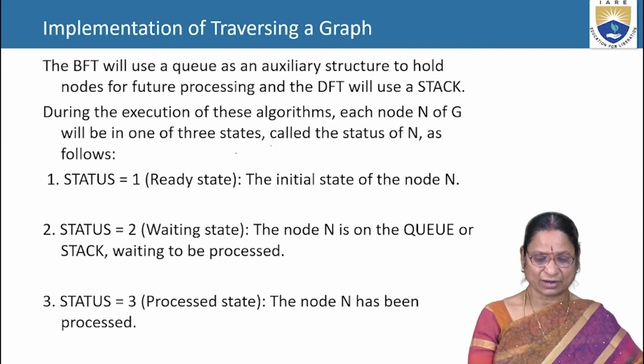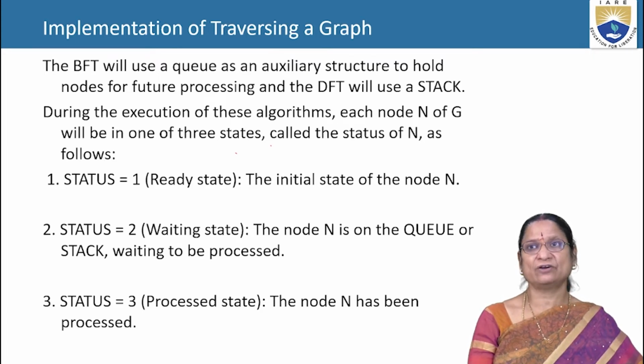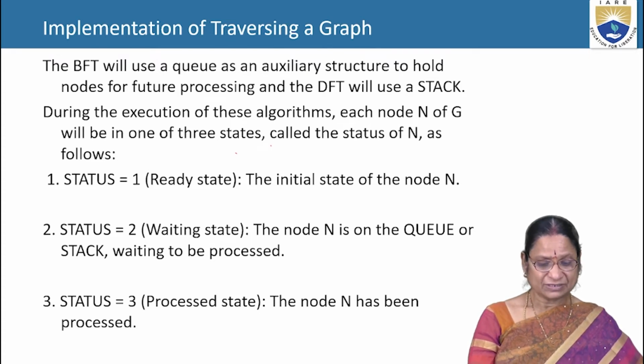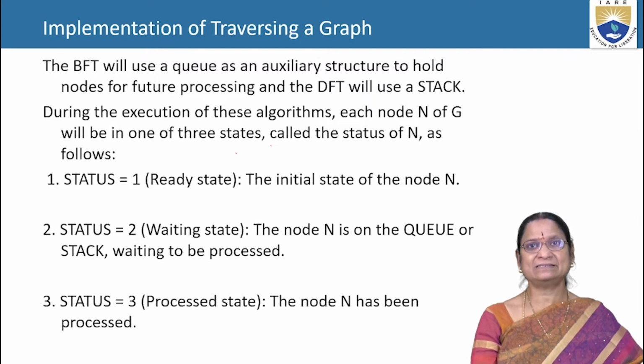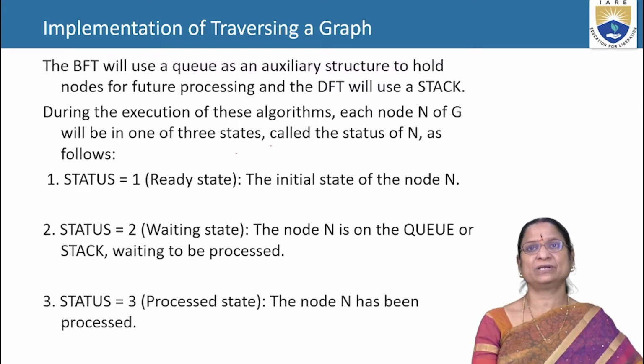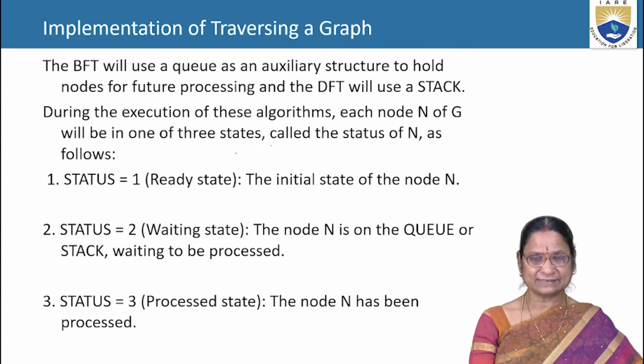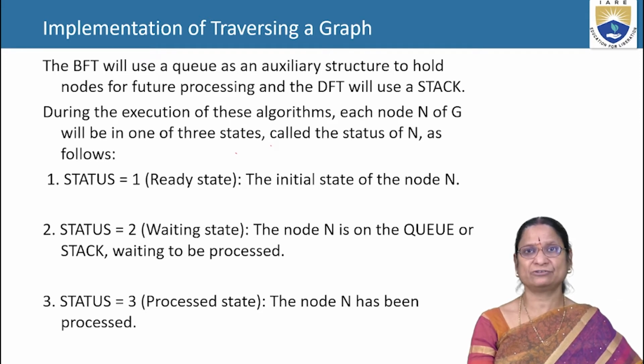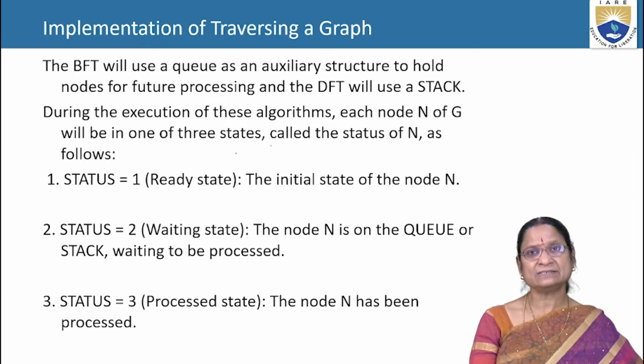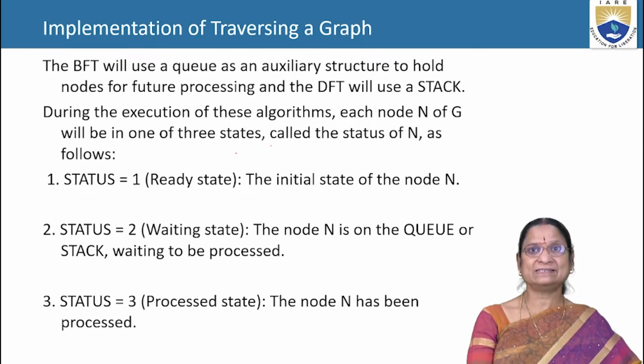So what is this status? 1 is the ready state. That is, the initial state of all nodes will be the ready state only, meaning they are ready to process. If the status is 2, it is the waiting state. That means it is accessed by the respective technique and it is waiting to get served. And if the status is 3, it is already processed. Processed state means, if it is a traversal, it has already been printed or whatever the processing is. That means there is no need to consider the respective node further. So by using this status variable, we can easily implement the logic to avoid cycles also.